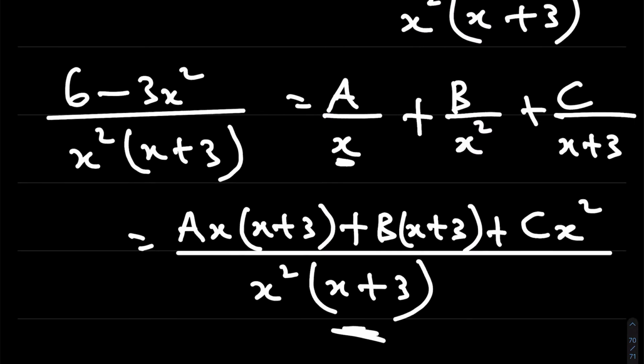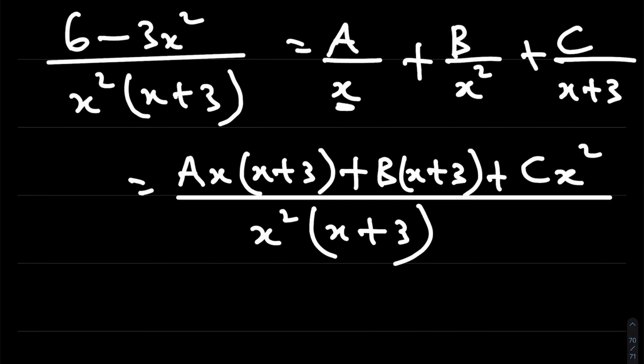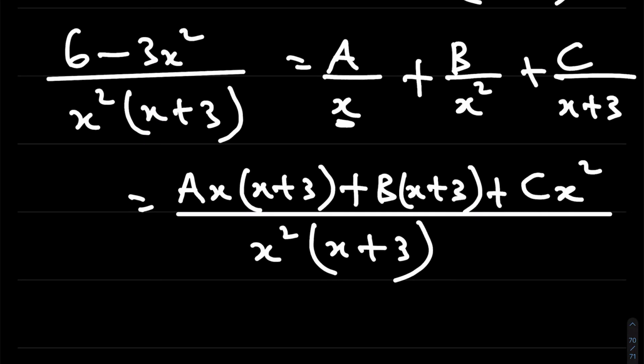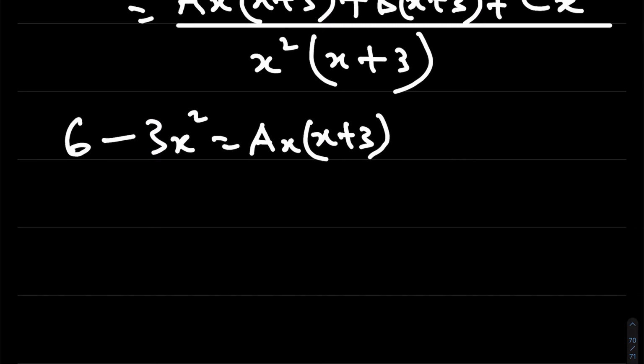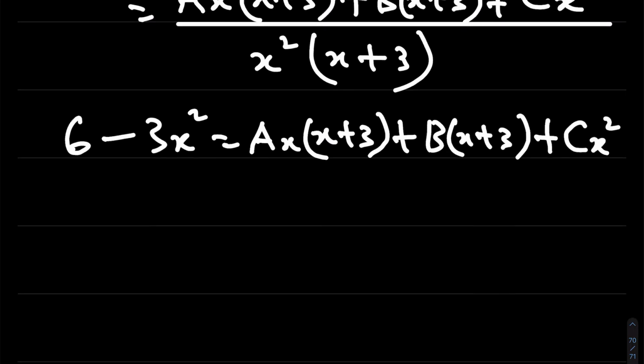Now the denominator of the left hand side is the same as the denominator of the right hand side. That simply means the numerator of the left hand side is also going to be the same as the numerator of the right hand side. So I can write 6 minus 3x squared equals ax times x plus 3 plus b times x plus 3 plus cx squared. Let me call that equation 1.